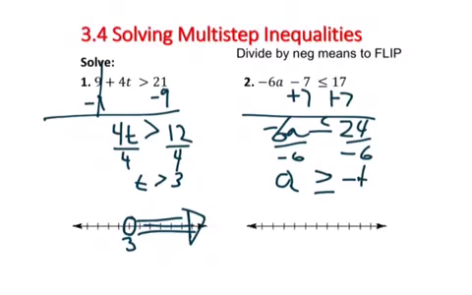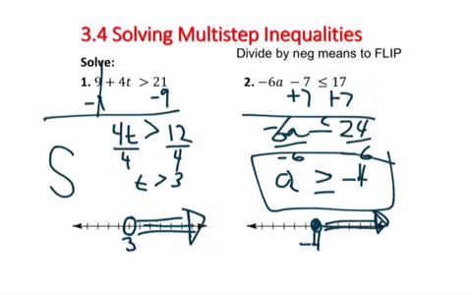Okay, so we're at negative 4, and that's a closed circle, and we're shading to the right to have it. So a is greater than or equal to negative 4.